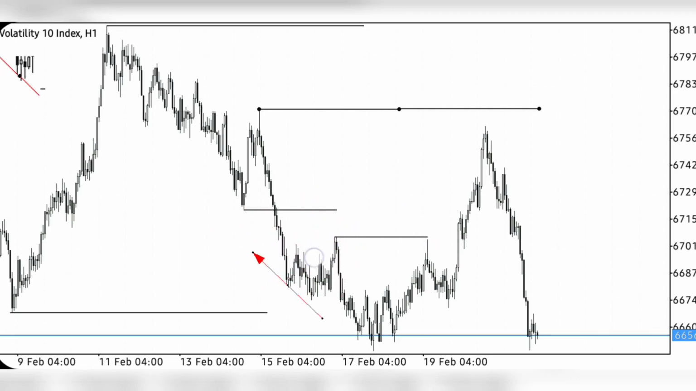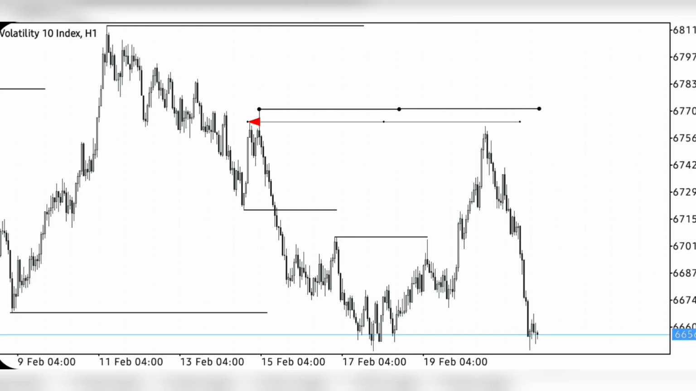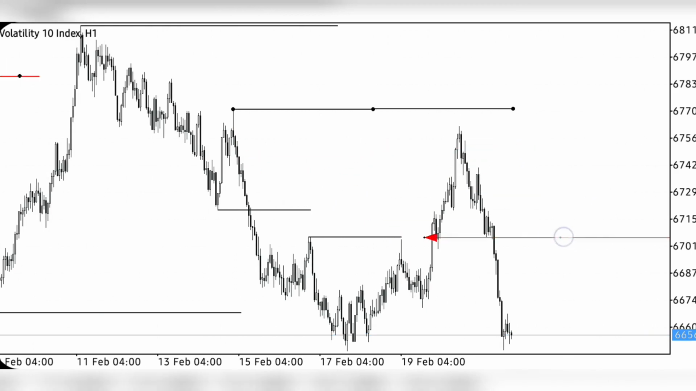This was the last break of structure of external structure, because we did not come back into this void area. This is a void area. Market did not come back into it. And as you can see, after we had this break of structure, market came into this QML candle. Yes, this is a QML candle. The market came back into the QML candle and used the QML candle to continue the movement to the downside.